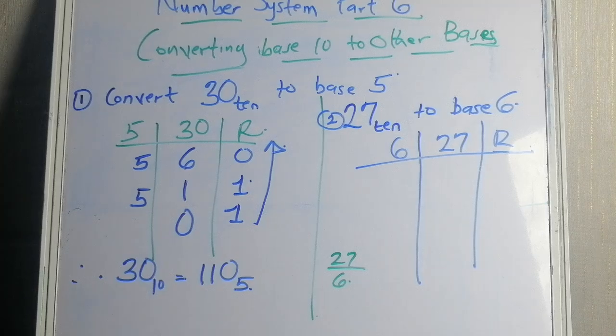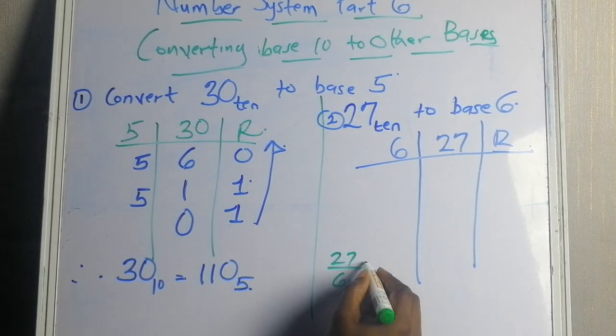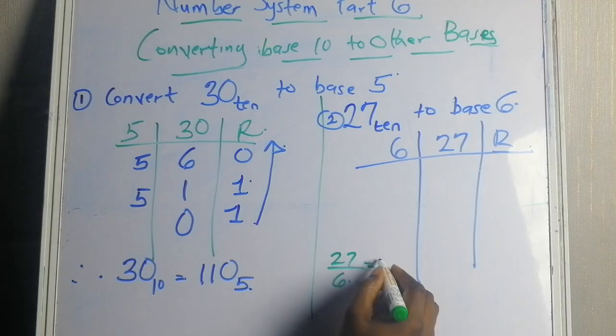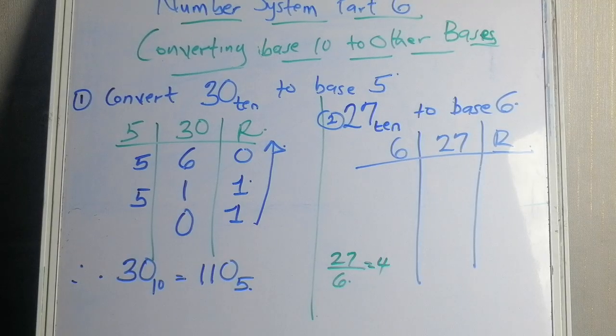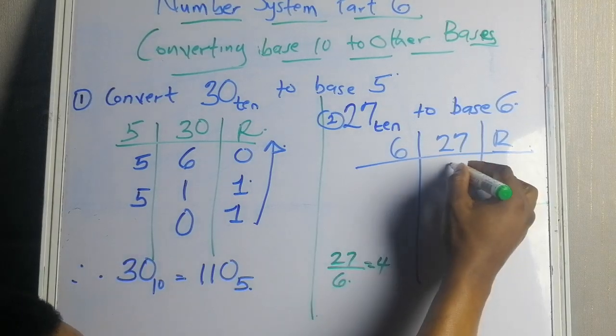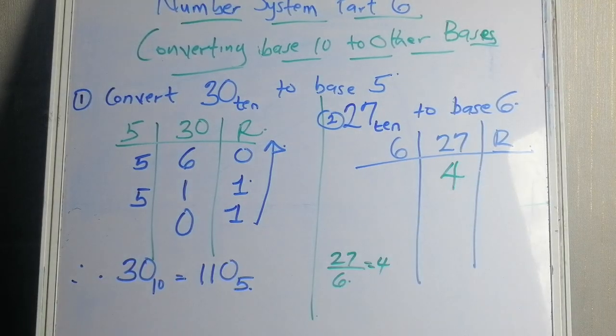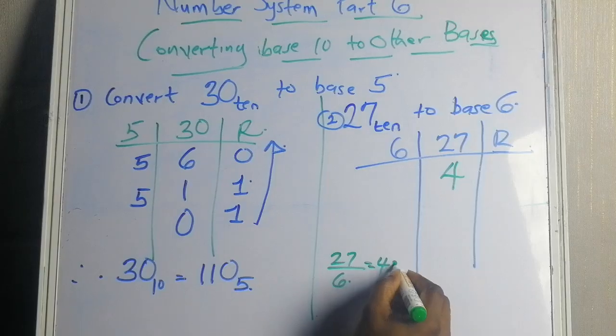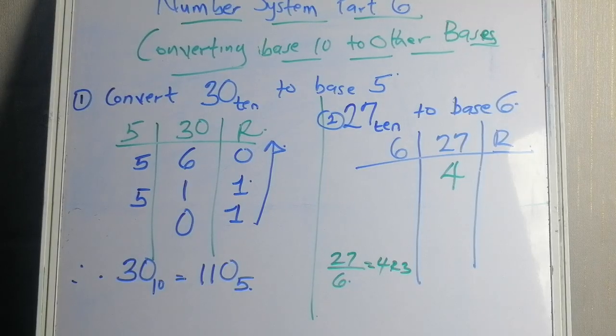So plus another 6, that's 24. So 6 times 4 is what? It is 24. So it means 6 can go in 27 4 times. Okay, so what will you write? You write 4. What is it remaining? It is remaining 3 to make it 27.